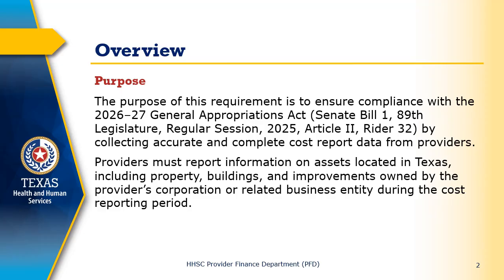The purpose of the land and building or improvements is to ensure compliance with the 2026-27 General Appropriations Act, Senate Bill 1, 89th Legislature, Regular Session, 2025, Article 2, Rider 32, by collecting accurate and complete cost report data from providers. Providers must report information on assets located in Texas, including property, buildings, and improvements owned by the provider's corporation or related business entity during the cost reporting period.